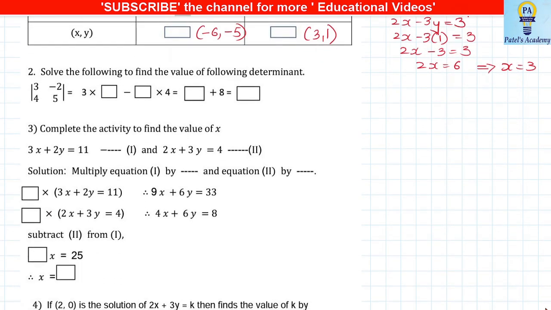Again they have given a determinant, we have to just solve it. First we multiply 3 and 5, in this order, and then we multiply 4 and minus 2. So minus 2 into 4. Don't forget the sign of the 2. So we get here 15 plus 8, that is minus into minus plus 8, and the answer is 23.